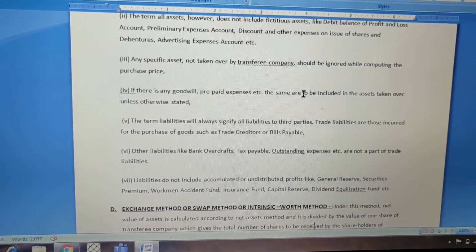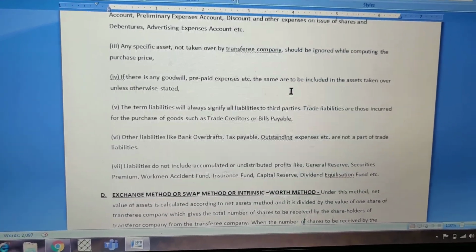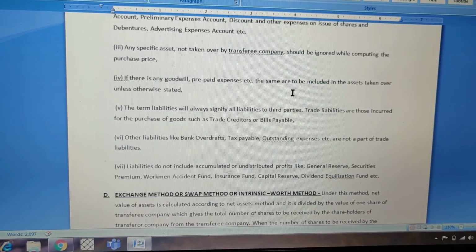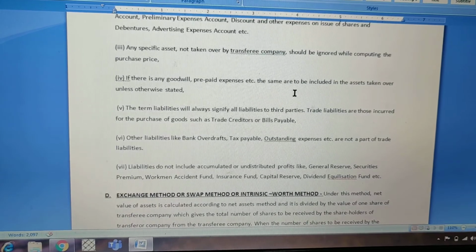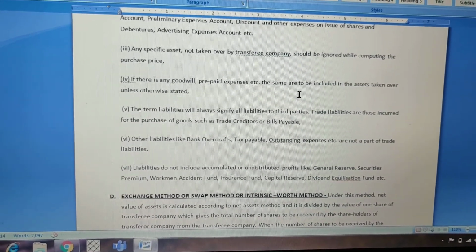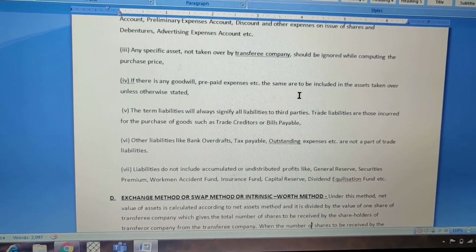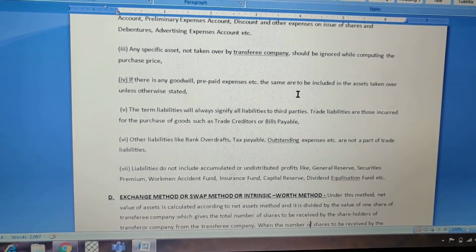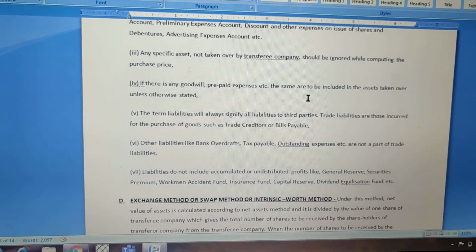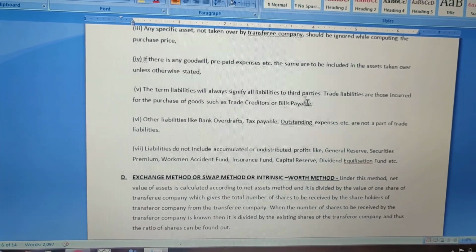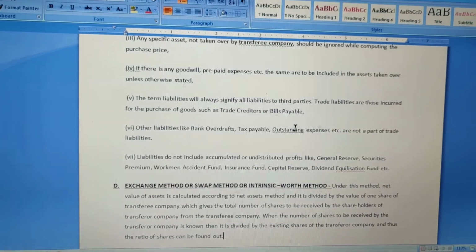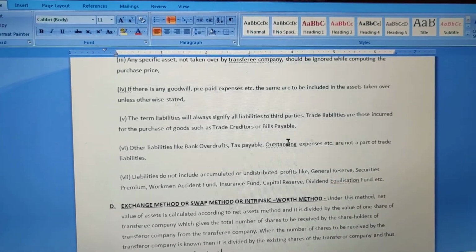Clear? Next, fourth point is, if there is any goodwill, prepaid expenses, etc., the same are to be included in the assets taken over unless otherwise stated. If any goodwill, prepaid expenses, etc., are given in the balance sheet in the question, you have to include them in the assets taken over, unless and otherwise it is stated in the question. The fifth point is, the term liabilities will always signify all the liabilities to the third parties.